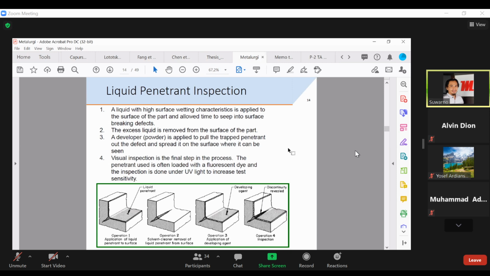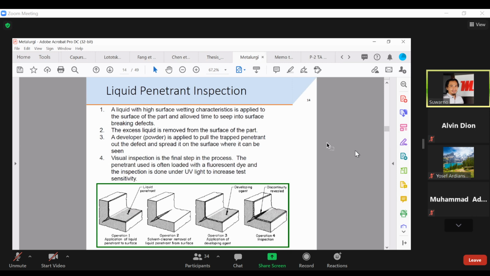So you expect that the liquid, we call it penetrant, is absorbed by a crack using capillary action. Which means a liquid with high surface wetting, so you try to find a chemical, and people sell this kind of chemical. You can find it in the store. I buy liquid penetrant. The cost is about 300,000 rupiah.